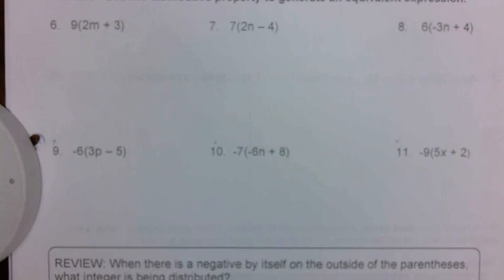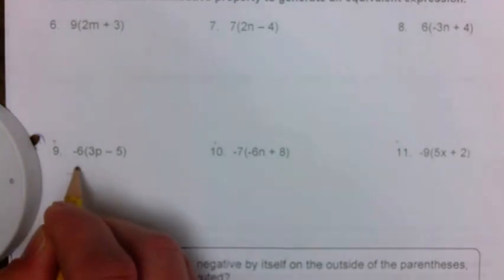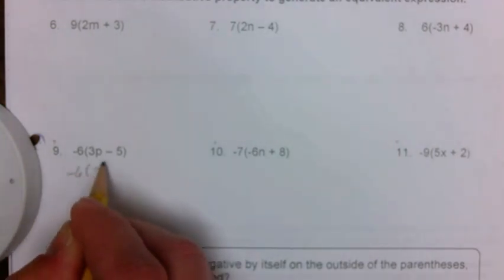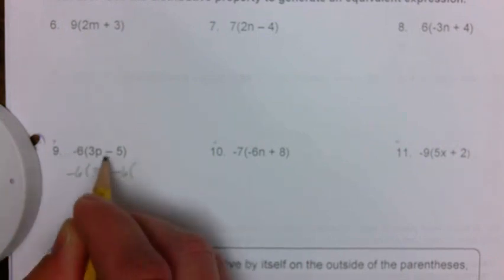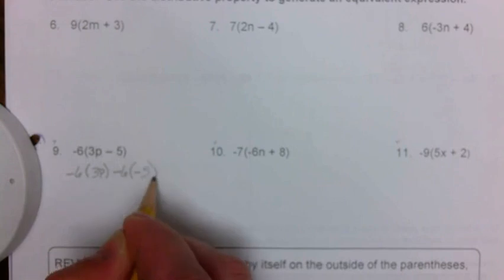Going to practice distributing with a negative number. Once again, just make sure that you pay attention to your signs. In example 9, we have negative 6 multiplying 3p minus 5 in the parentheses. So the negative 6 is going to multiply each term. So we're going to start by writing negative 6 times 3p. And then because it's a negative 6, we're going to write minus 6 times, that is a negative 5.